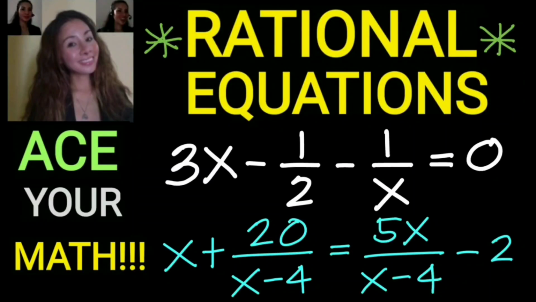In this video, you will learn how to solve rational equations for a given variable. Now we're given this equation here: 3x minus 1/2 minus 1 over x equals 0. To solve this, the first thing we do is identify the least common denominator.